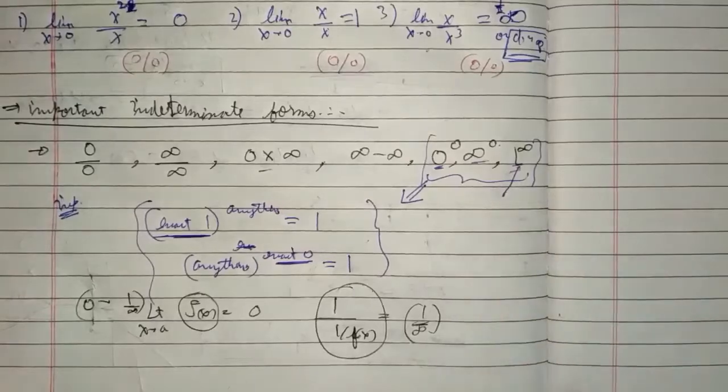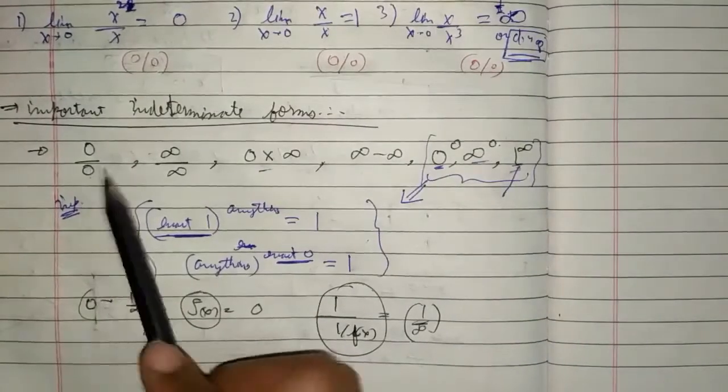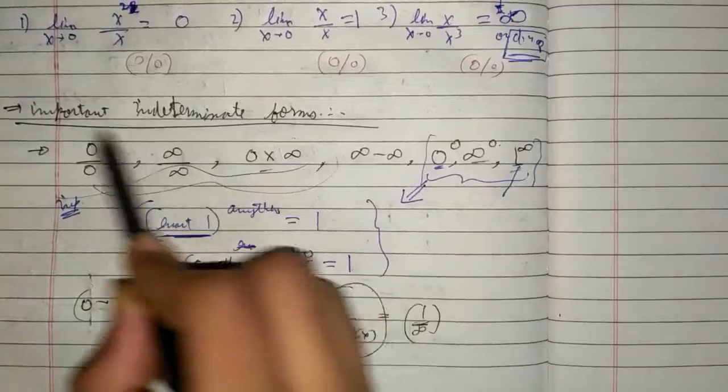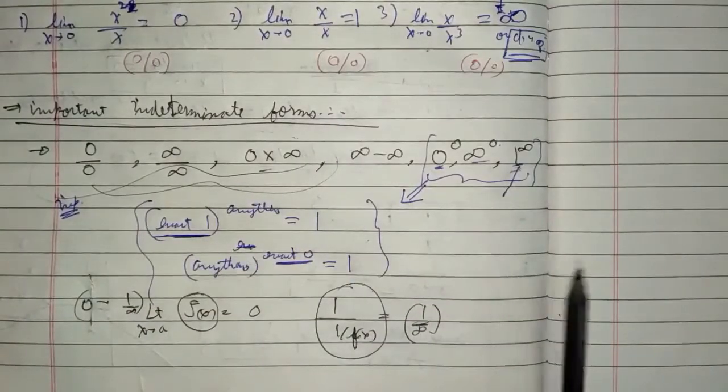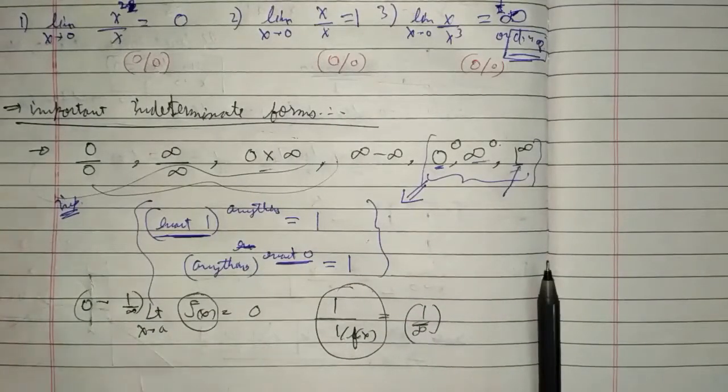So it is very obvious, and you can see that these three forms, that is 0 by 0, infinity by infinity, and 0 times infinity, all three forms are interconvertible into each other. And we will also use this in our further modules, particularly in L'Hopital's rule.